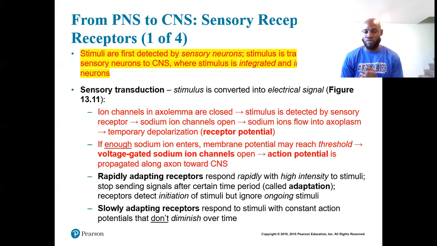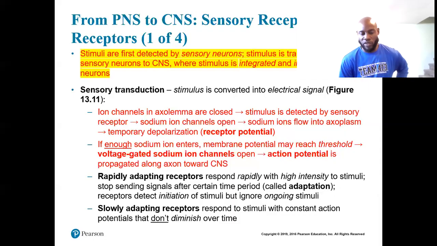Okay, so stimuli are first detected by sensory neurons, part of your PNS. Remember, your brain and your spinal cord don't do any direct sensing or direct motor. All of the sensing and the motor has to be done through the peripheral nervous system, through the cranial nerves, through the spinal nerves, right? The central nervous system is just the control center, okay? So just remember all of these terms as we put the whole picture together, right?